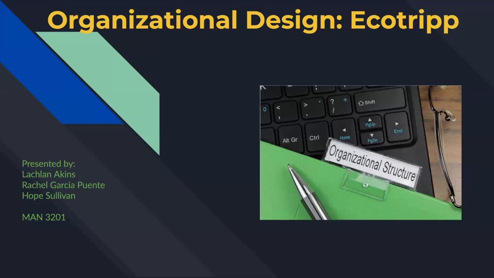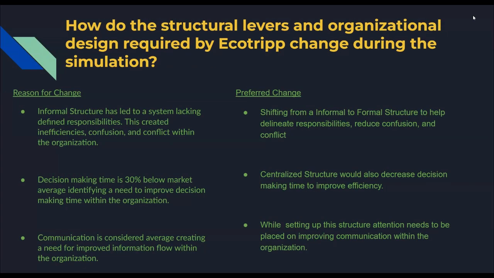Organizational Design, Ecotripp, presented by Lachlan Atkins, Rachel Garcia Puente, and Hope Sullivan. How do the structural levers in organizational design required by Ecotripp change during the simulation?